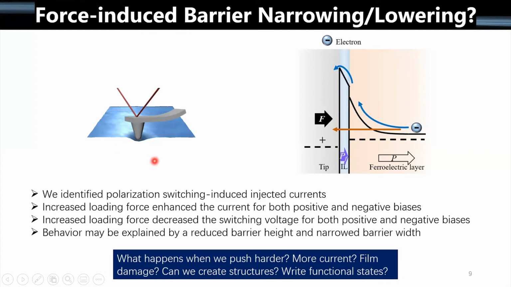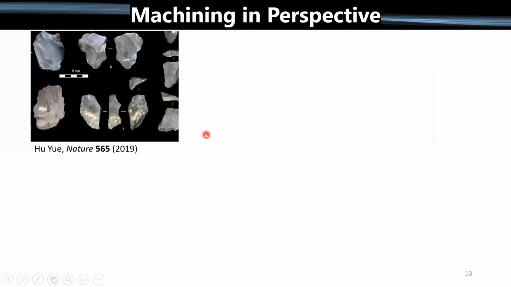So the question for us became, well, is there a limit to how much current we can get? What happens if we push even harder, apply more force? Do we get more current, or do we start to damage the film? And then if we can damage the film, can we create structures, and can we inject functional states? Can we write functional states in those structures? And if we can make those structures, do they still switch? Are they still ferroelectric, or do we damage them?